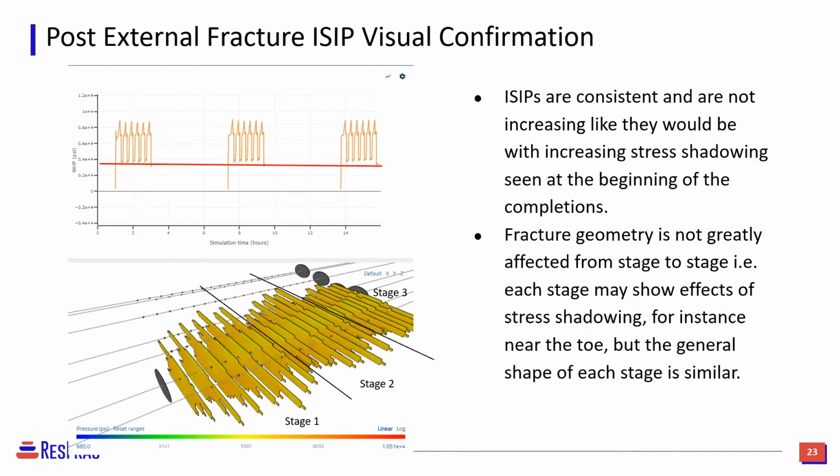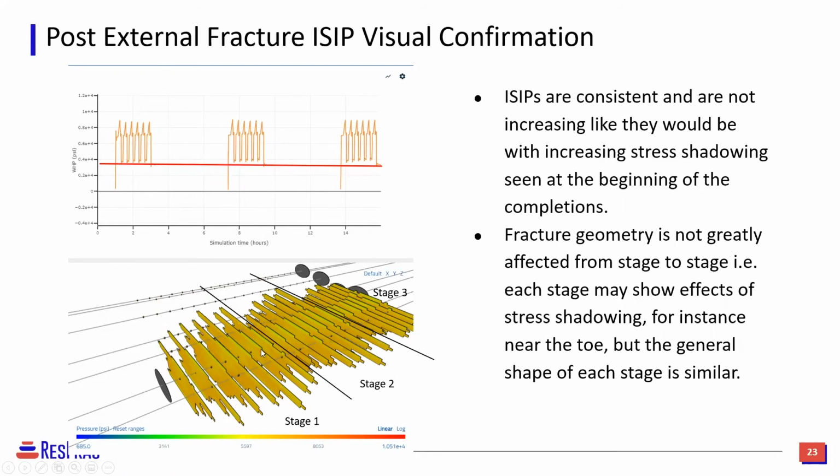Here's what we would like to see once these fractures have been added. You'll note these little gray ellipses are fractures that I have added in this simulation to mimic that stress shadowing. Things to look for. 1, your ISIPs are now mostly consistent. Are they going to be perfect? No, but we're not seeing an escalation either.